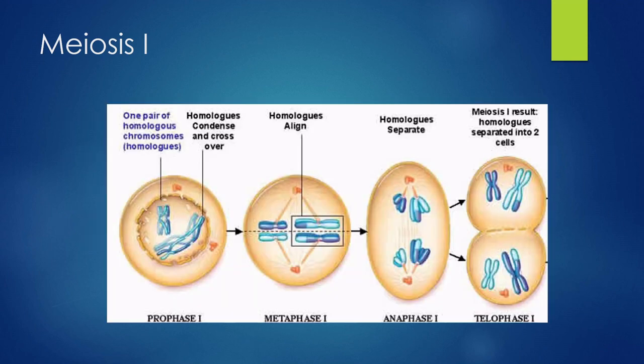All right, so here's a picture, and you can see here, this is where crossing over is taking place, so that's really important. In prophase 1 is the crossing over. And then you can see here, in anaphase 1, you have a full chromosome. It's not going to be half of a chromosome like it is in mitosis.